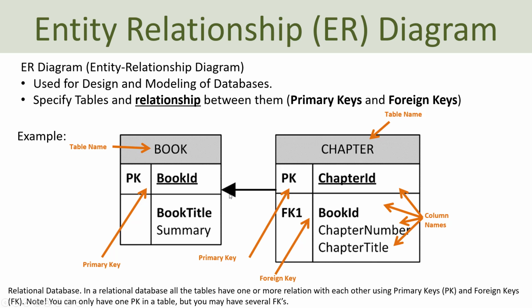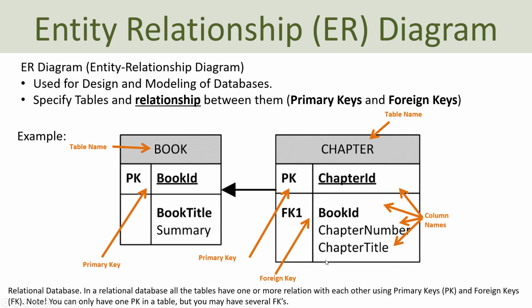Let's start using it. So here you see a basic entity relationship diagram, or also called ER diagram. It consists of different tables. In this simple example we have two tables, one table called book. So here's the name of the table, book, and here's another table called chapter. And in this book table we have different columns. We have book ID, book title and summary, and in this table we have the book ID, which is the so-called primary key for this table.